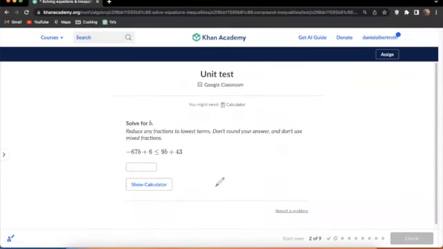All right. This one says reduce any fractions to the lowest terms. I'm solving for b. Don't round my answer. Don't use mixed fractions. Okay, so I'm going to add 67b to both sides here. These are going to get my b terms together. So on the left side, I have 6, and that is less than or equal to 9b plus 67b, which is 76b. And then I have the plus 43.